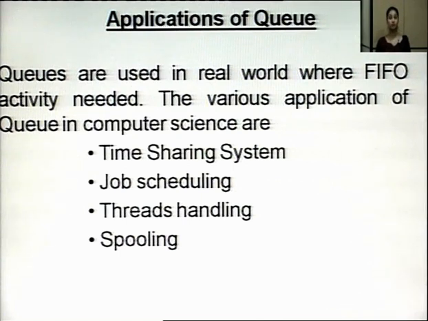But in computer science, in computer activities, the queue has a major effect. The queue is used in all systems where the FIFO operation, first in first out, has to be performed. The first here is a time sharing system. In a time sharing system we have to arrange the system in a FIFO, in a line, in a queue.